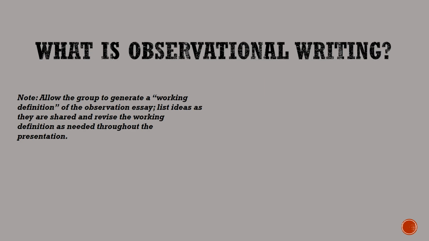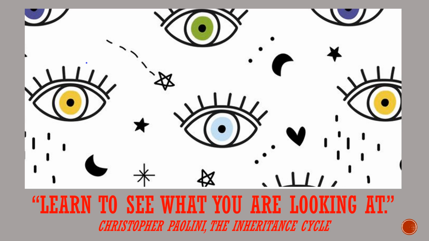To begin this lesson, I ask students what they think observational writing is, and we come up as a group with a working definition. We talk about what observations are and how they are best made, and then how you could take those ideas and turn them into an essay that flows, that is organized, and that covers everything they have observed. I really like this quote, "Learn to see what you are looking at," because so often we see the things around us, but do we really notice them?